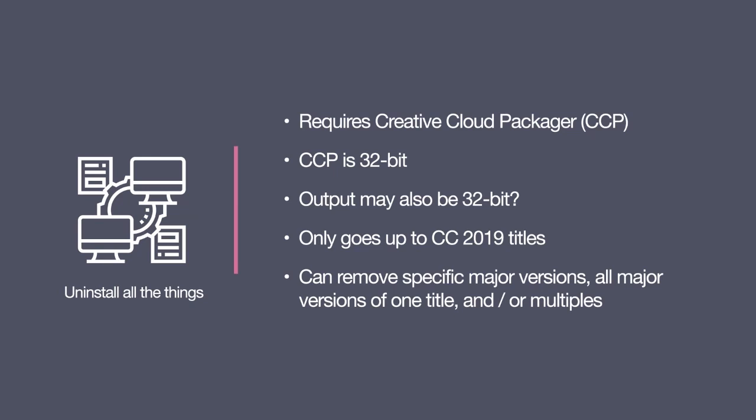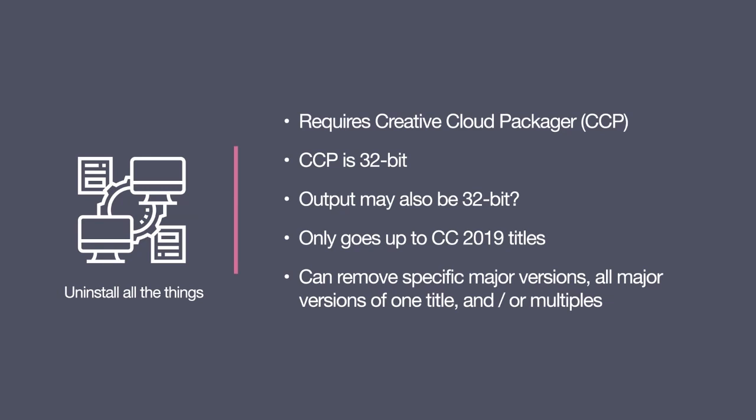For the uninstall-all-the-things package, this is something I covered back in my 2019 talk. It requires you to have an active copy of CCP that you can actually run. And the issue here is that CCP has a number of 32-bit components. So straight away, you're going to need a Mac that's on 10.14 or older to even be able to launch the tool. The outputted removal package is almost certainly also going to contain some 32-bit components, which again means you're only going to be able to use this on macOS 10.14 or older.